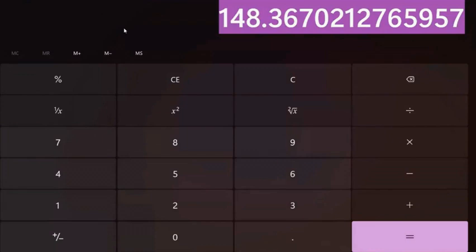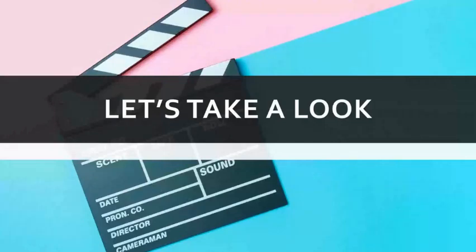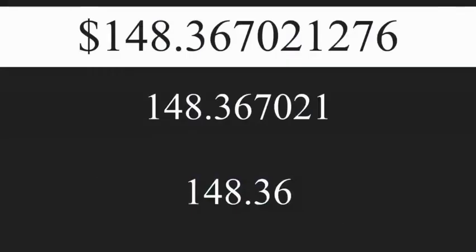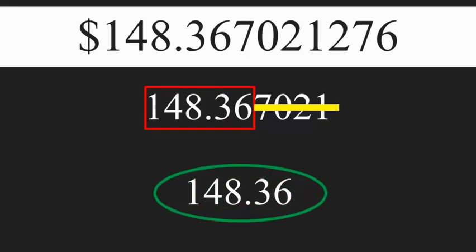And we'll talk about how we're going to handle that, but we're going to take our numbers out to the second decimal point. So as we take a look at it, we get $148.36 with a lot of information past it. Right? We're focusing on the second number past the decimal, $148.36. That 7021276, all of that stuff does not matter. The answer is $148.36 as the average daily rate.